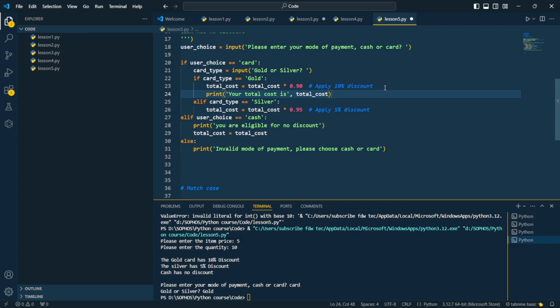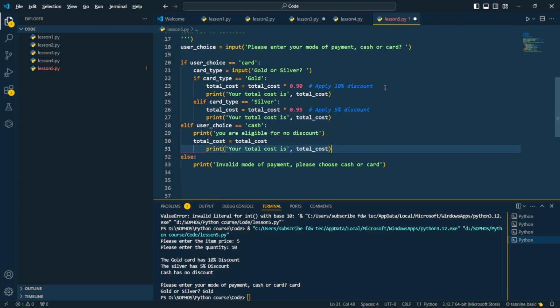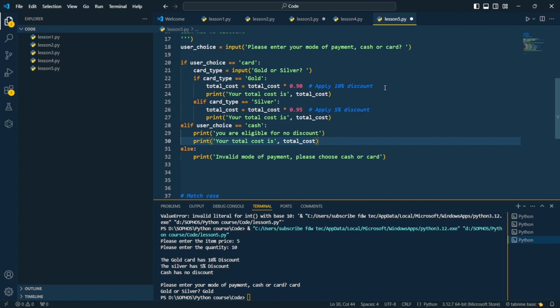And I also have to put this in the silver option as well. So let's put this here, and in the cash section as well. You see there is an indentation. I have to remove this indentation. And this line, you do not have to execute this line because this is doing nothing. So let's remove this. Let's rerun this again.